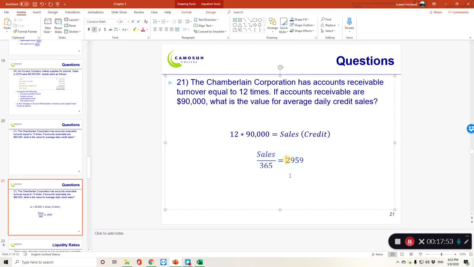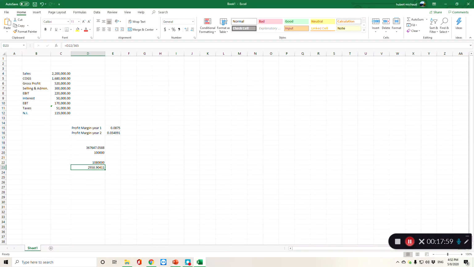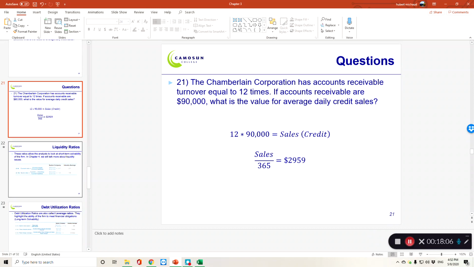Approximately equals that. Don't do that in the quiz, by the way. I would expect 2,958.90 in the quiz. So just don't do that for the quiz, but here it goes for that.